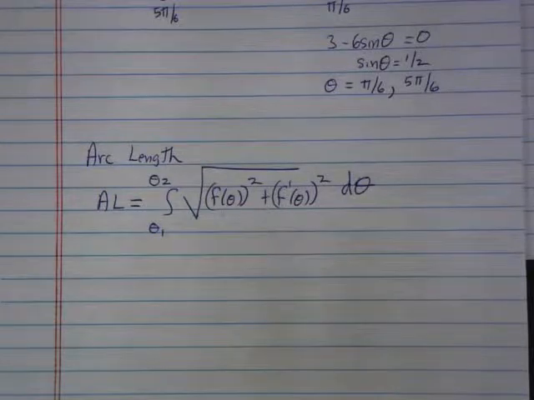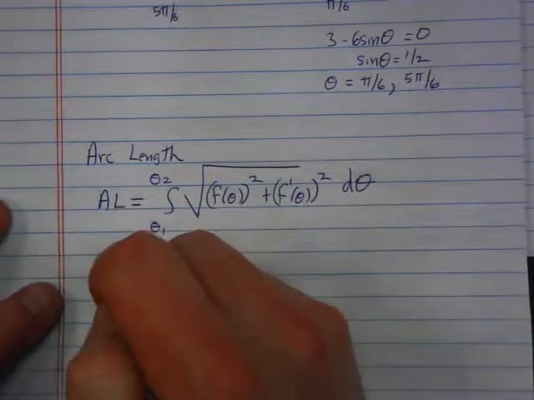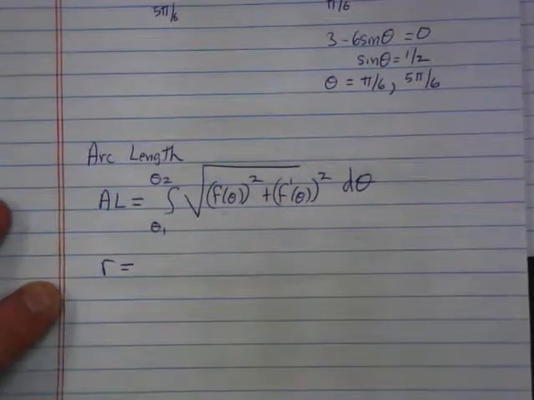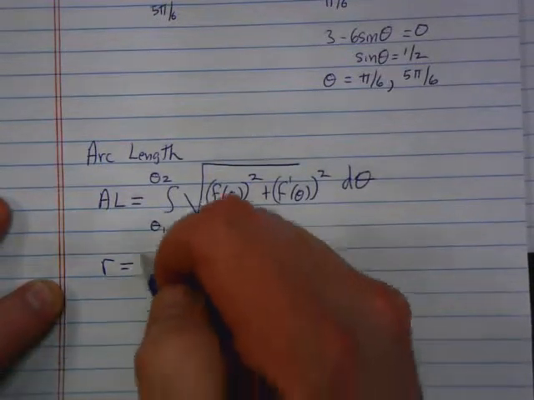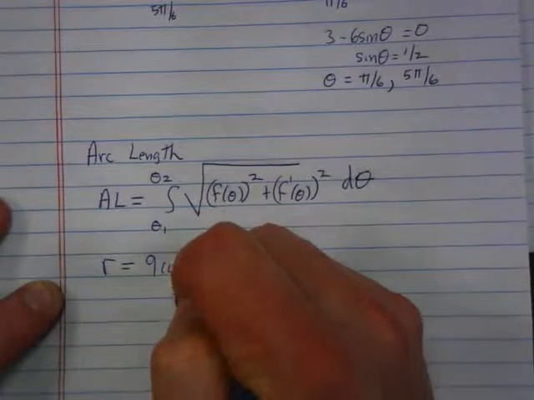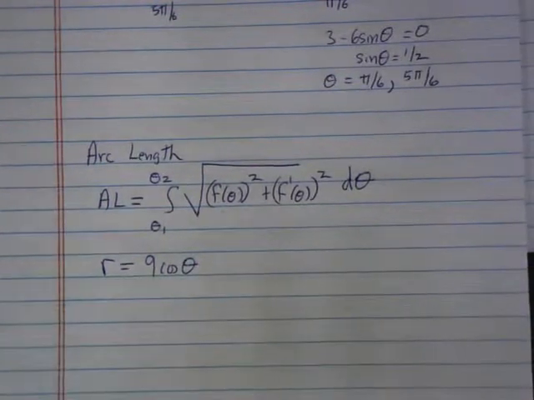All right, so somebody give me a function in polar form, r equals... Now, I'll make it a little bit more exciting than 9. 9 tangent. 9 arc tangent theta. How about 9 cosine theta? Let's not go too crazy.